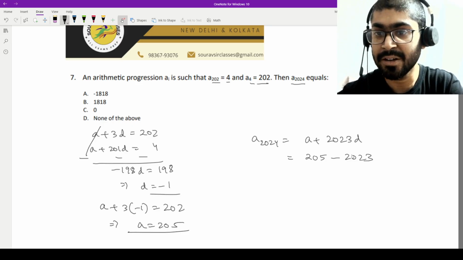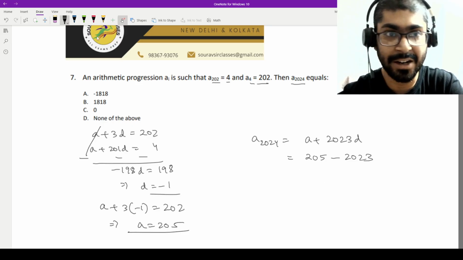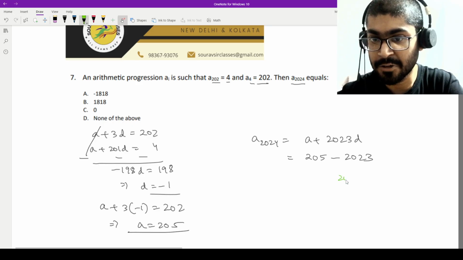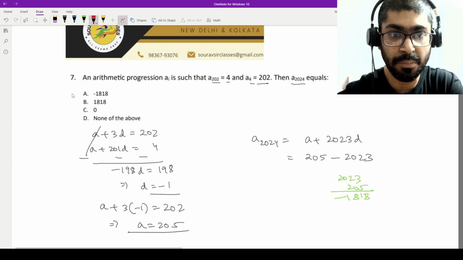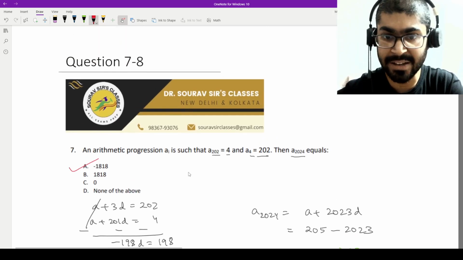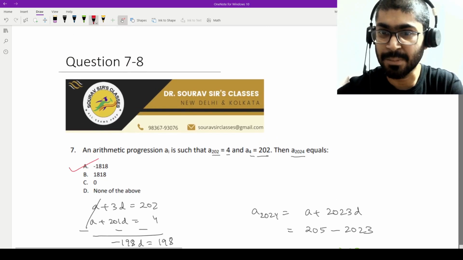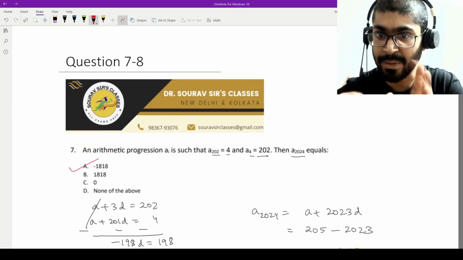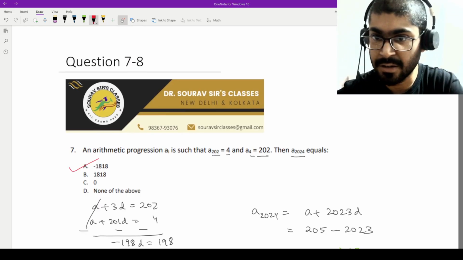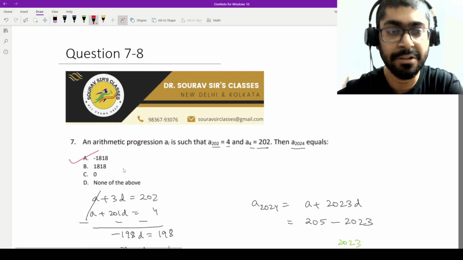Now at this point you do the subtraction and get your answer, as simple as that. So 2023 minus 205, this is clearly 18, this is clearly 18, therefore minus 1818. Option A is the correct answer. Very simple question. You just had to solve the simultaneous equation, put the values and get the answer. No fancy tricks here.